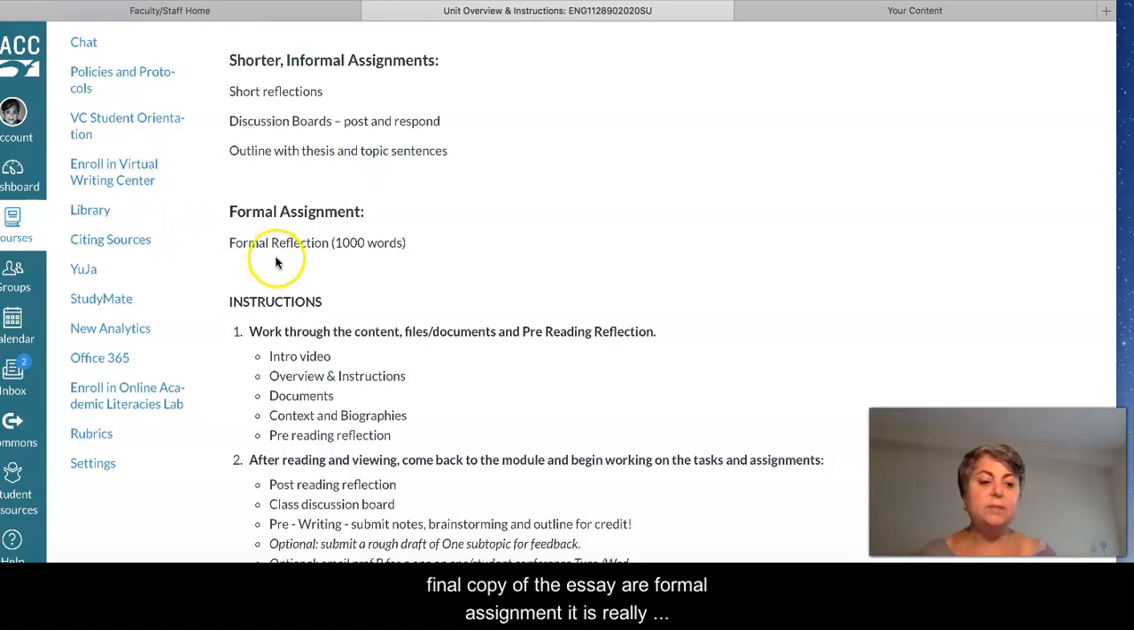Our formal assignment, that is really the culmination of the unit and the module, is a formal reflection. So what I want to stress here is that you've been writing reflections and doing some reflective and critical thinking the entire semester for me. You've been composing short reflections in both previous units. So this is similar, not exactly the same, but very similar, and think of this as a longer formal reflection, okay? It needs to be around 1,000 words.